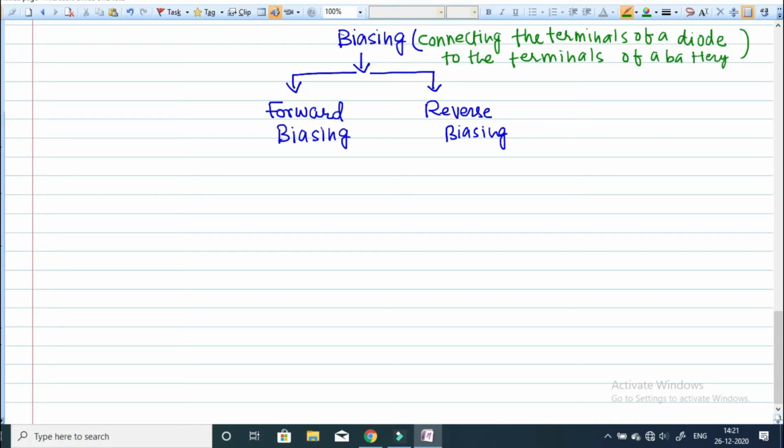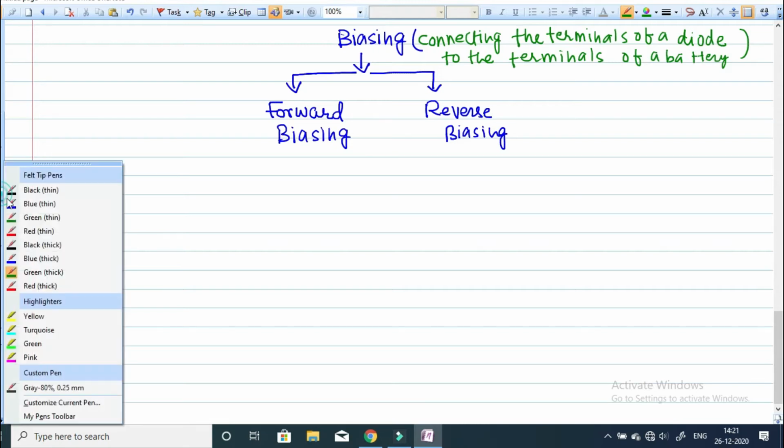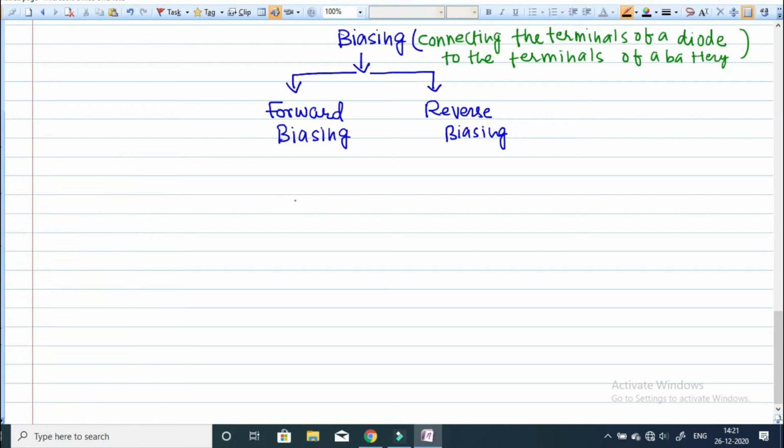Now let's see what is forward biasing. Okay, I will represent a simple diagram, then we will see it in detail. So this is your diode.